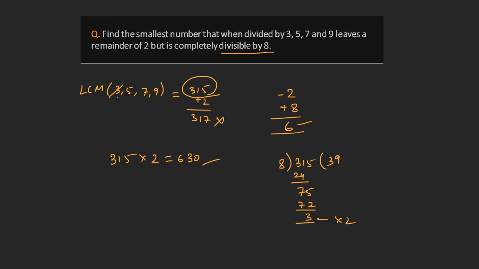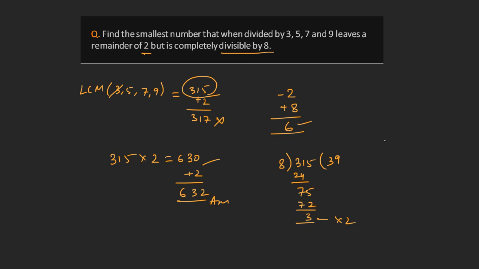It is a multiple of all these numbers, but 2 less than a multiple of 8. So when we add this 2, the resulting number would leave a remainder of 2 when divided by these, but it would be evenly divisible by 8. So our answer is 630 plus 2, 632. Now, if you had any difficulty in following the solution, don't worry. Just replay and go over it a couple of times and you should be fine.